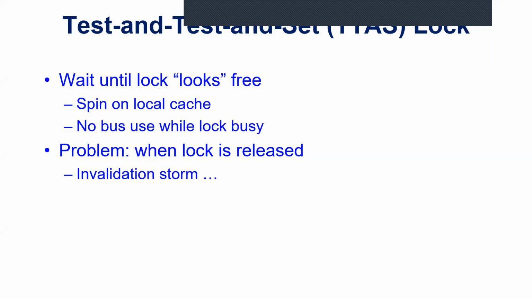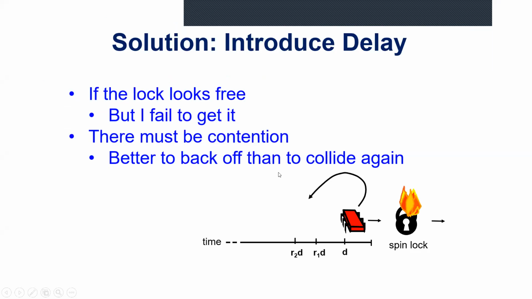So to avoid that particular contention, we are going with one more approach. Here, we check whether the lock is free or not. If the lock looks free, but we fail to get it, then there must be a contention. So then we perform the back off. Back off is used to avoid the collisions.